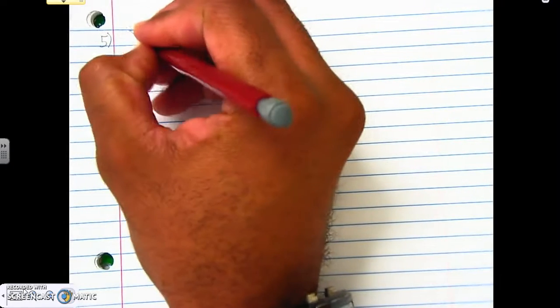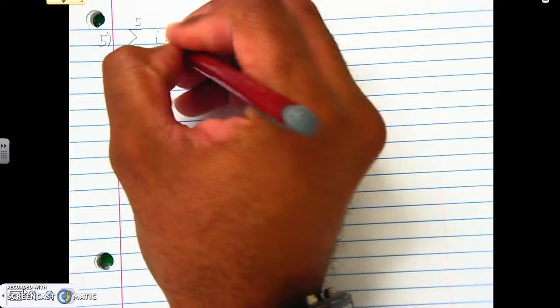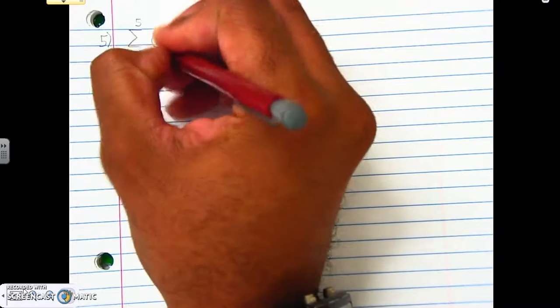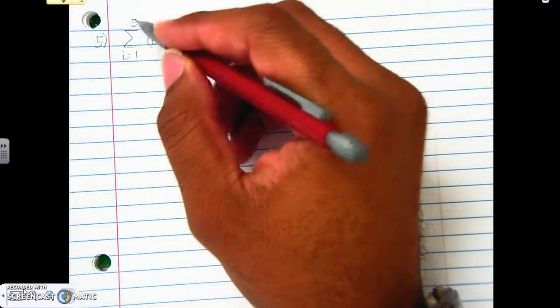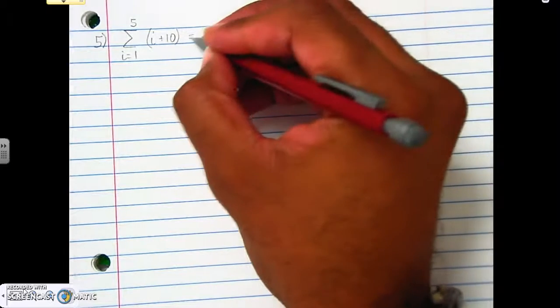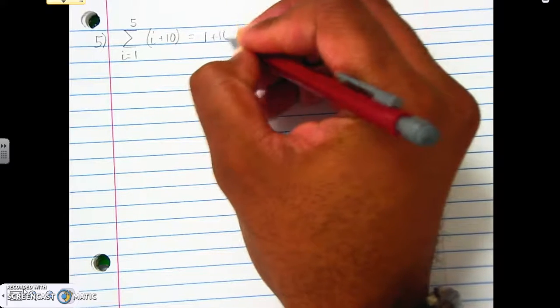we have our summation going on. And what we said again was we start off with the bottom number and we end at the top number. And the only thing that changes is the variable. So here, we don't touch the 10 at all. So we do 1 plus 10.